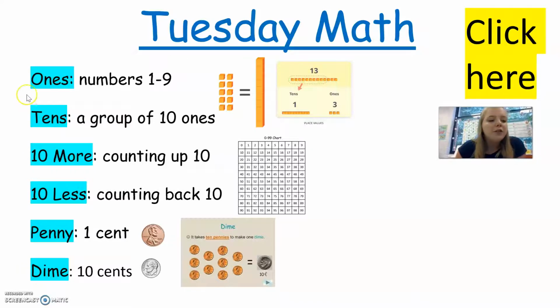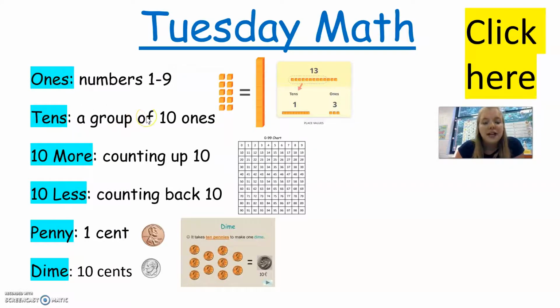Today for math, we're going to start by going over our vocab. So our first word is ones. Remember, ones are numbers 1 through 9. So in base 10 blocks, we show ones with these little squares, okay? If you were going to draw out ones, you could draw out circles for your ones places.